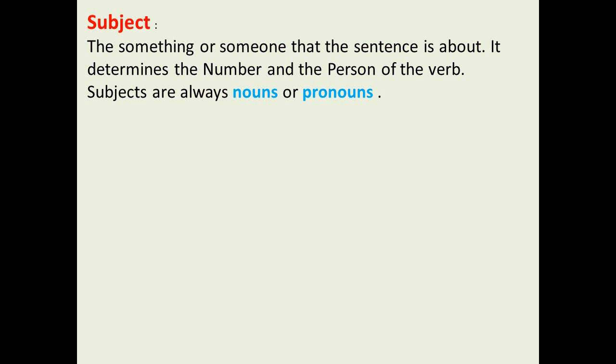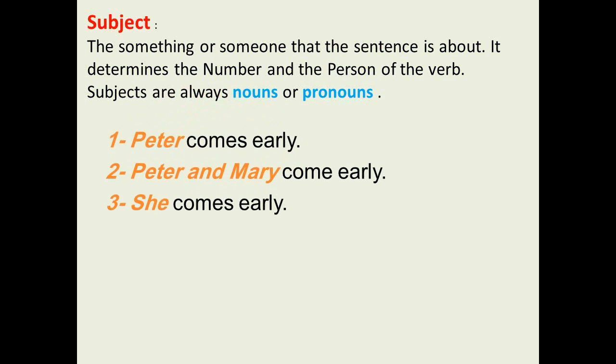Here are some examples. Peter comes early. Of course, in this sentence, Peter is the subject. Number 2, Peter and Mary come early. Sometimes the subject may be singular or plural. Number 3, she comes early. Of course, here the subject is the personal pronoun she. All right.